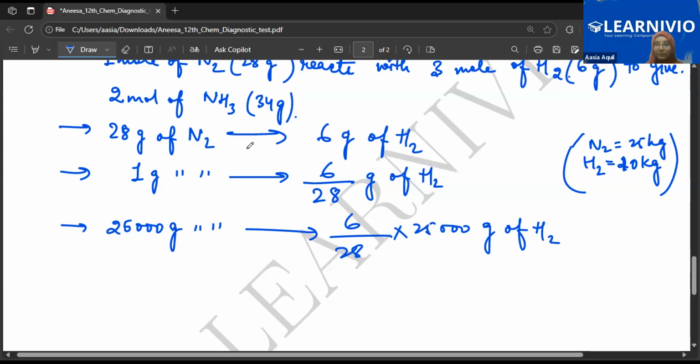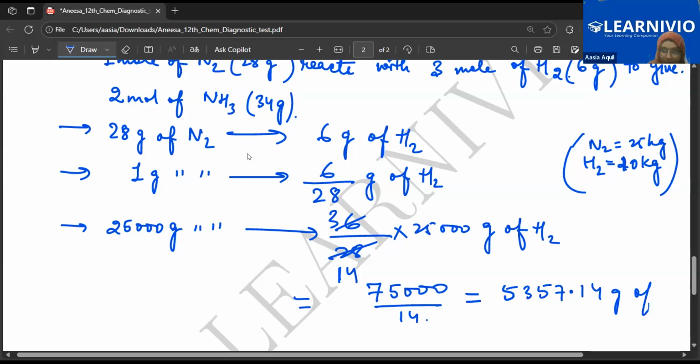Is this line clear, Aneesa? Yes, ma'am. 1 gram of nitrogen is giving this much, so 25,000 gram will be this multiplied by 25,000, right? Now you can just calculate this 6 upon 28. When you multiply this, 5,000 into 3 means 25,000 upon 14. So it will give you 5357.14 gram of H2, right?